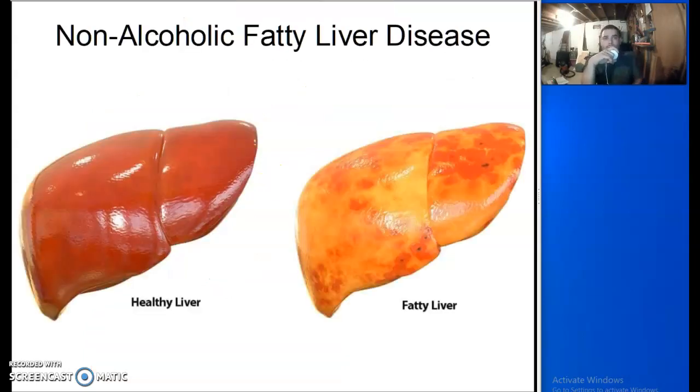Here is a little picture of a healthy liver versus a fatty liver. You can see our healthy liver is very vascular and very rich in red blood, the red being contributed by iron. Our fatty liver is significantly yellow. It's got fatty deposits within the hepatocytes, and they're just unable to look pretty red.